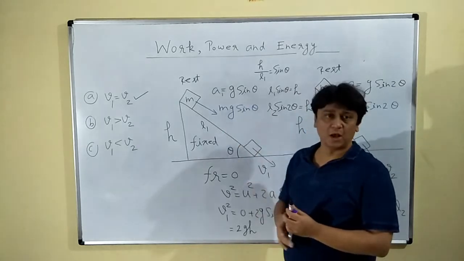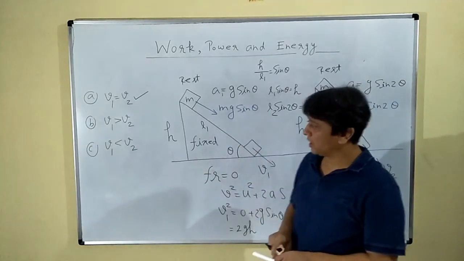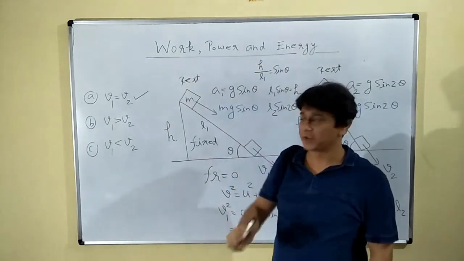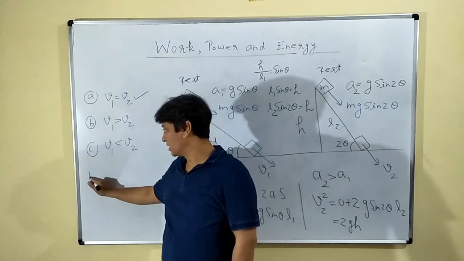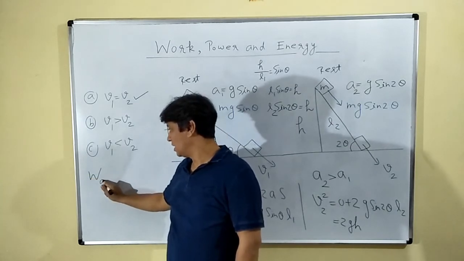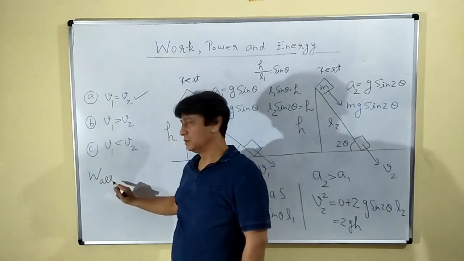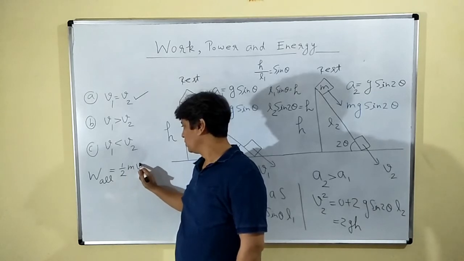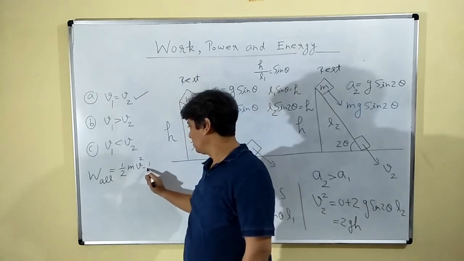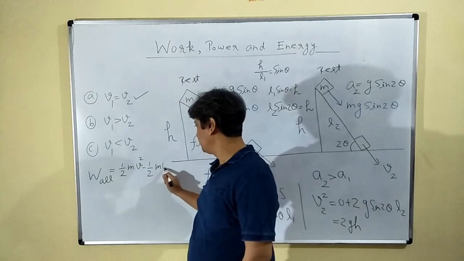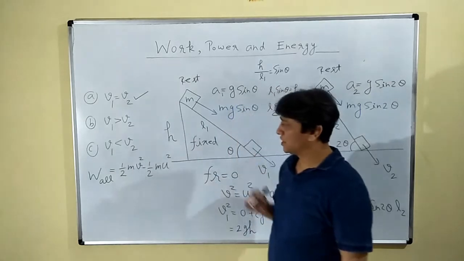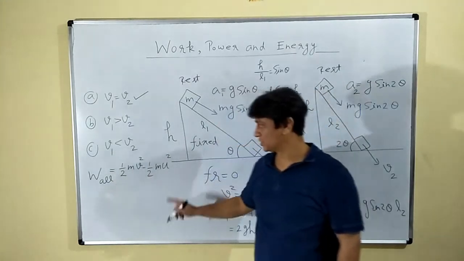अगर इसी पूरी कहानी को हम लोगों ने इस चैप्टर पर ट्रांसफर किया होता तो हम क्या कर रहे होते? तो हम ये करते, वर्क डन बाय ऑल फोर्सेस इज व्हाट? चेंज इन काइनेटिक एनर्जी, half m v square minus half m u square. This is the second method, work energy method. Work done by all the forces is this.